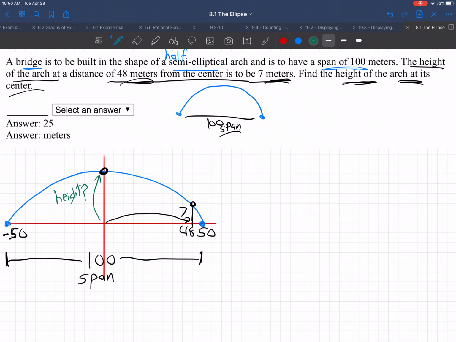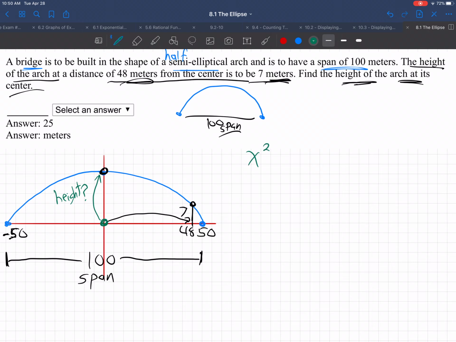That's the question. So when they design this thing, they want to design it so that you have a clearance of 7 meters at a distance of 48 meters from the center, for how wide you want the highway. Okay, so how are we going to go about this? Well, we write the equation of an ellipse. This is a picture of a half ellipse. You know the equation. What's the center of this ellipse?